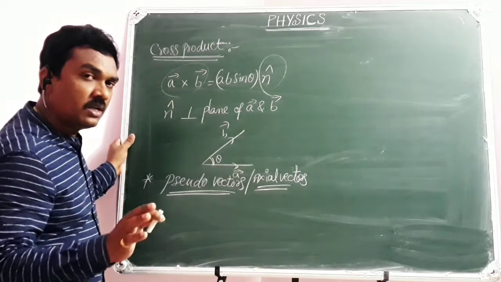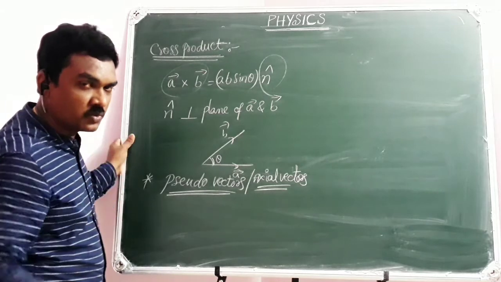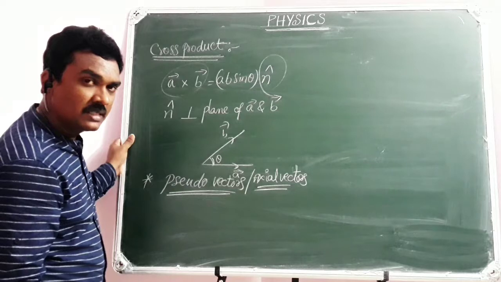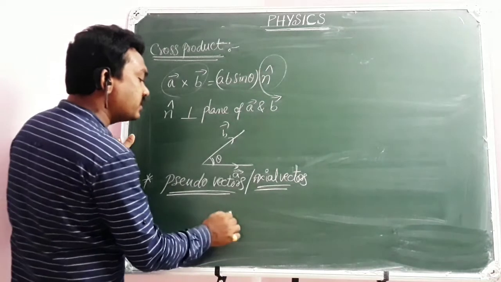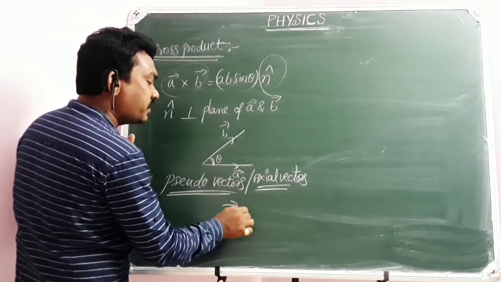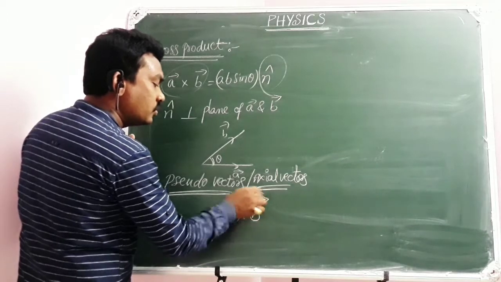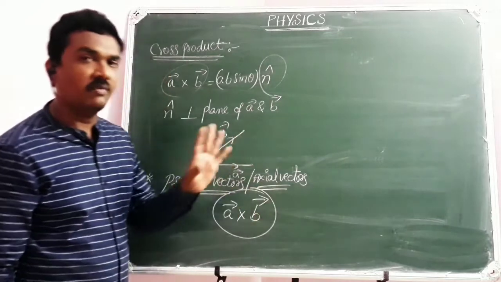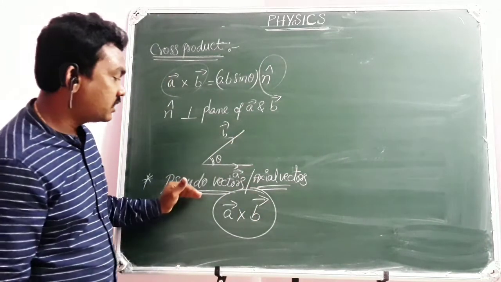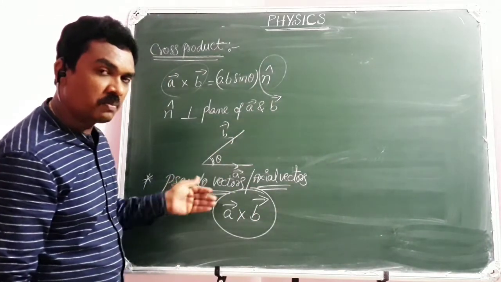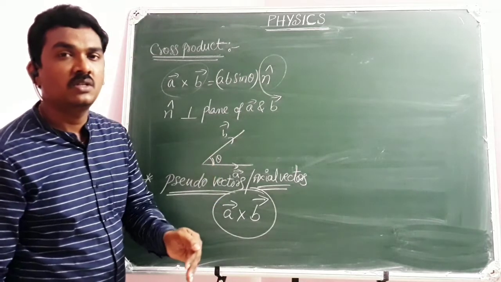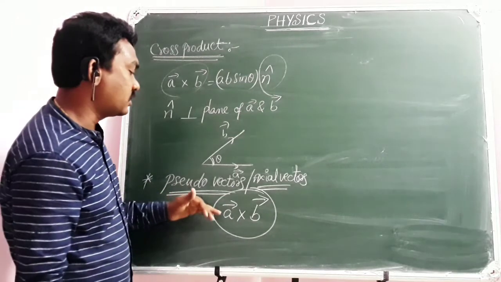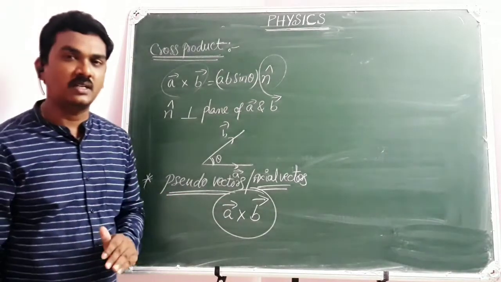See, work done is the dot product of force and displacement. Power is the dot product of force and velocity. Similarly, there will be some physical quantities which are obtained through cross product. Those physical quantities are pseudo vectors or axial vectors, whose direction changes once the plane in which they are defined changes. Then those vectors are called pseudo vectors or axial vectors.